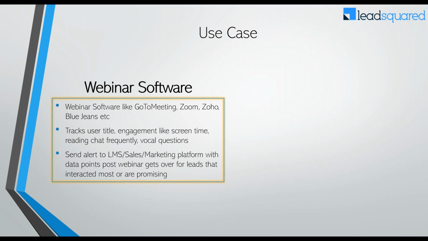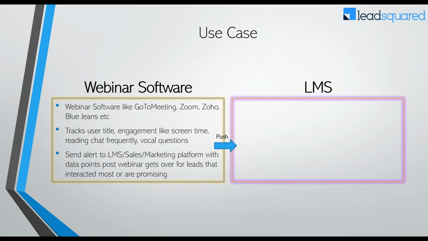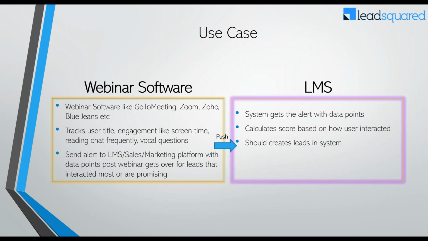So what will basically happen is you will ask for an API from your LMS software, and webinar software like GoToMeeting will push the data to your LMS software. Your LMS software will get an alert when the API is called from the webinar software, right? And let's say it is supposed to calculate some lead score based on how the user interacted. So the webinar software only gave you the top 10 leads, to focus on only the top 10 leads. So let me further categorize those leads based on how they performed and how they interacted, and then after that, create a lead in the system, right?